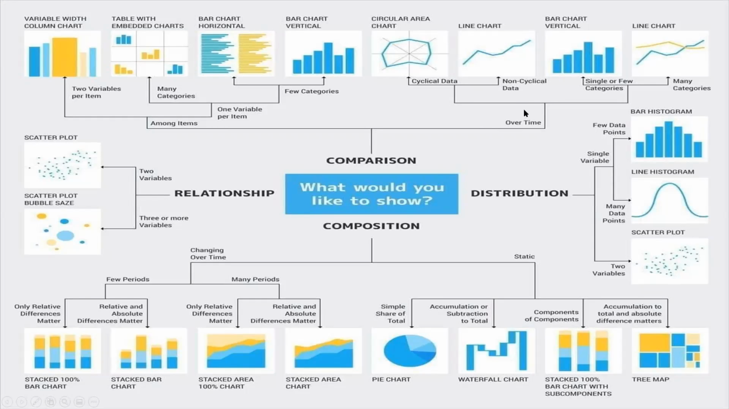If you want to look over time with non-cyclic data, you can use a line chart. If there are many categories and many variables, you can use a multiple line chart. Based on your objective of analysis, you can choose the different chart. It is recorded on the screen, so you can check it on YouTube later. I'll go to Excel now.